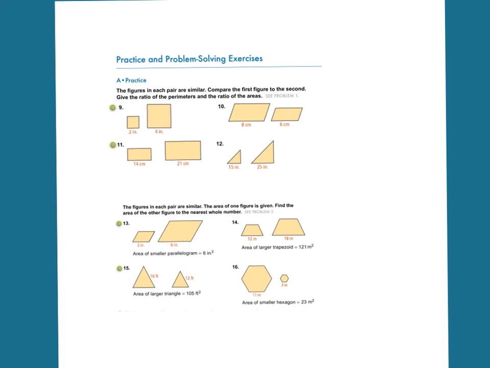And then for 13, 14, 15, and 16, these are like the ones we just covered. The figures of each pair are similar. The area of one is given. Find the area of the other figure. And this time it says to the nearest whole number, so you're going to round it to the nearest whole number. And again, you can use your calculator on those. Just set them up, cross multiply, and divide.